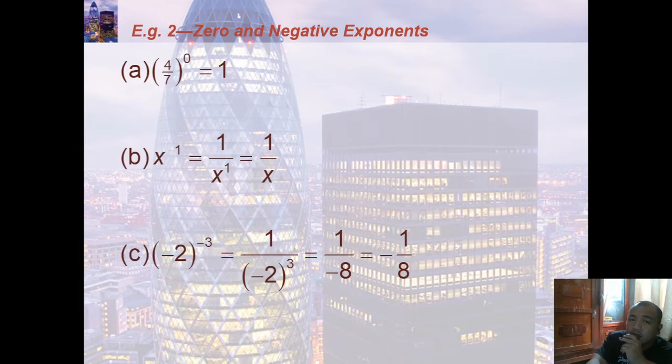Okay, zero and negative exponents. Let us answer letter a: 4 over 7 raised to 0 is equal to 1, since any number raised to 0 is equal to 1. X raised to negative 1 means 1 over x raised to 1, or simply 1 over x, because a number or variable with exponent 1 is just the number or variable itself. How about negative 2 raised to negative 3? Since the exponent is negative 3, this becomes a fraction: 1 over negative 2 cubed. Negative 2 times negative 2 times negative 2 is negative 8. So the answer is negative 1 over 8.